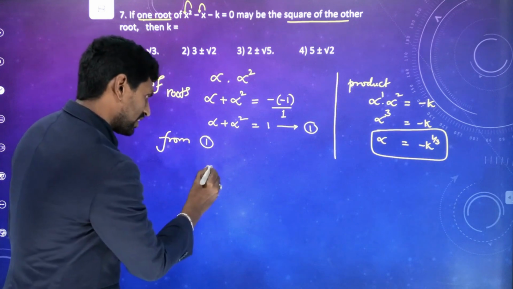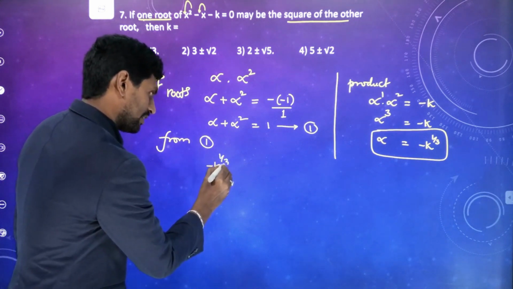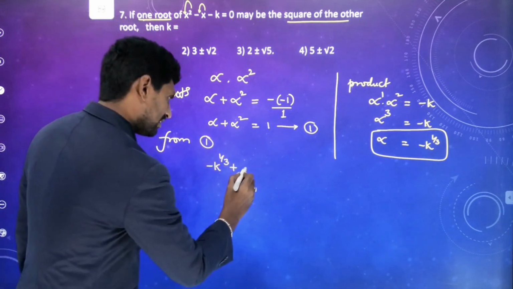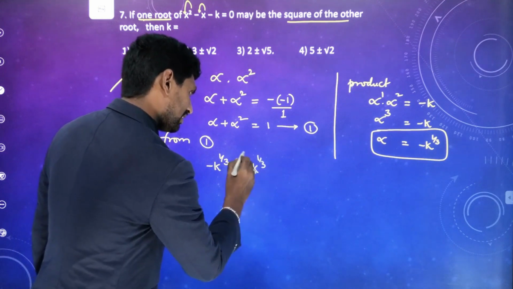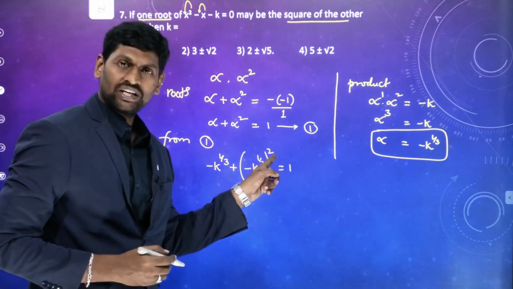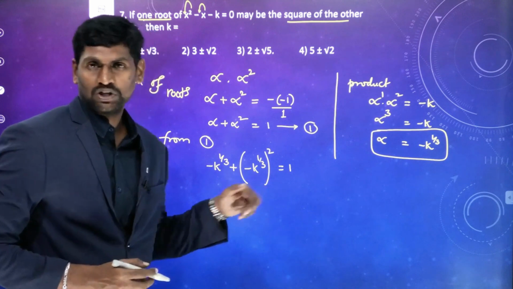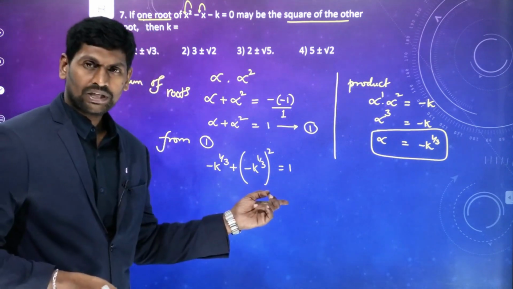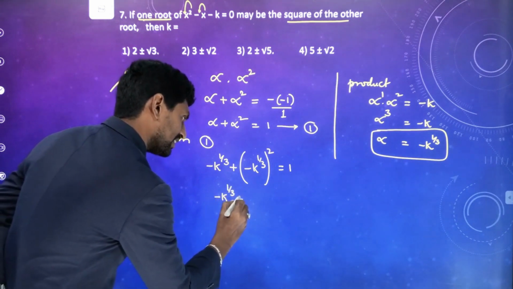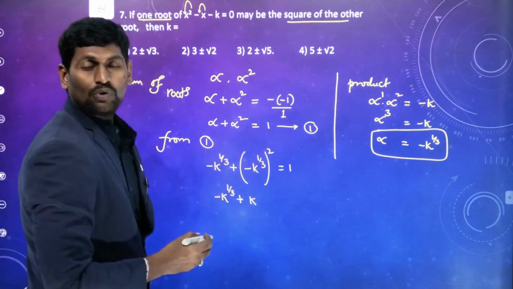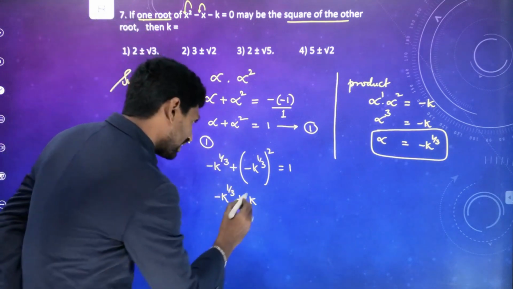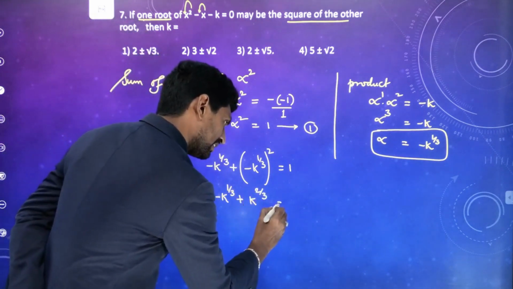In the place of alpha, you can write minus k power 1 by 3 plus alpha square, minus k power 1 by 3 whole square equals to 1. When you apply the square here, this negative symbol becomes the positive symbol. So you can write minus k power 1 by 3 plus k power 1 by 3 power 2. A power m whole power n formula, a power m into n. So we can write it is 2 by 3 equal to 1.